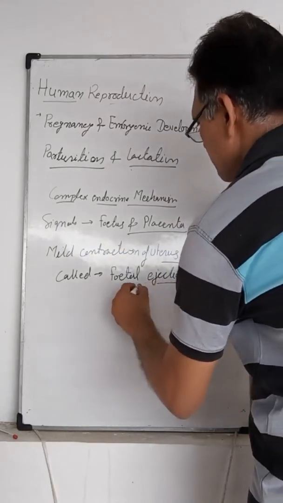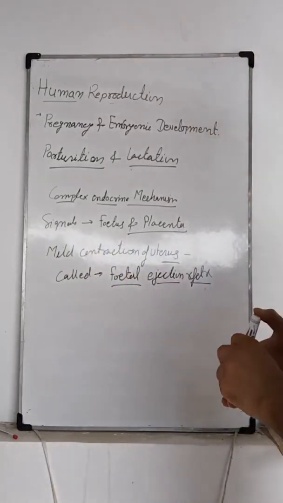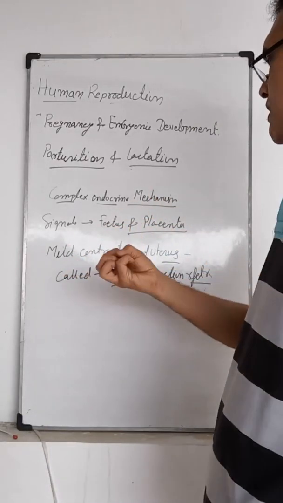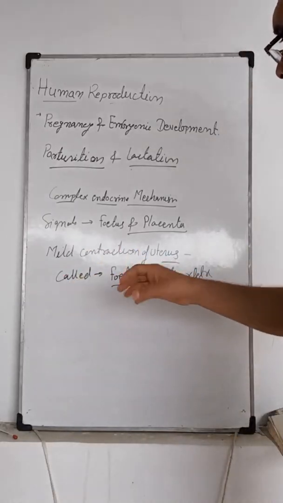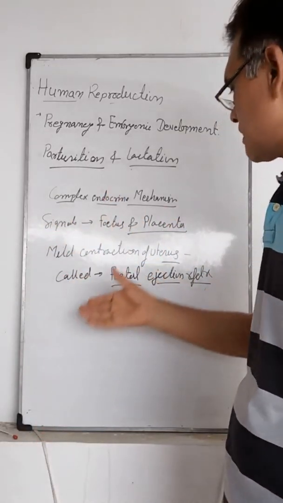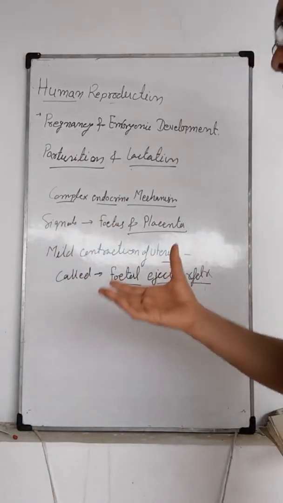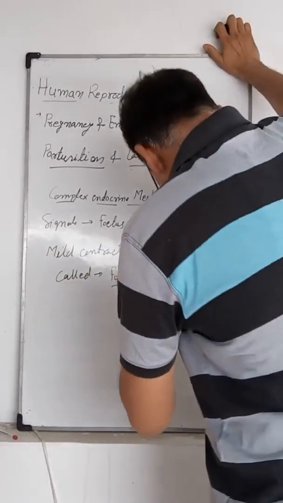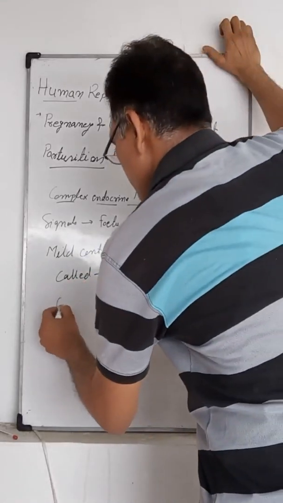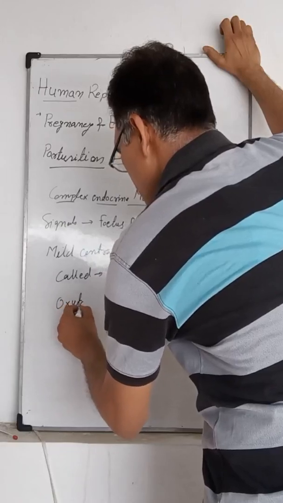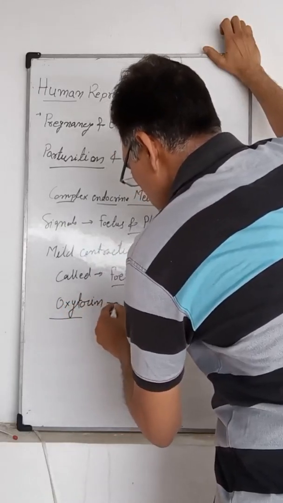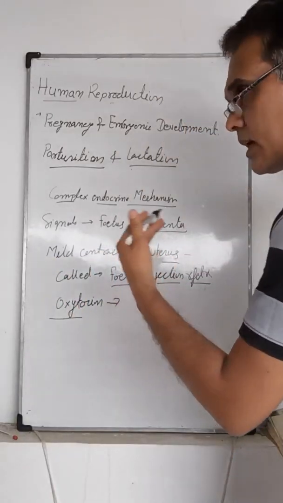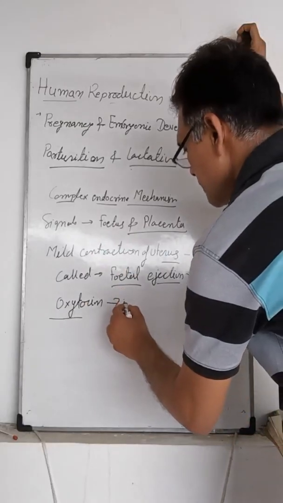Fetus ejection reflex. Due to the fetus and placenta, a mild contraction of the uterus is induced, and that is known as the fetal ejection reflex. Due to this mild contraction, the pituitary gland releases oxytocin hormone, and that oxytocin again increases the contraction of the uterus.